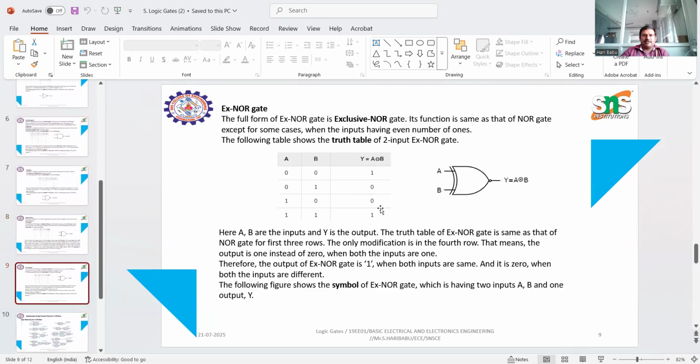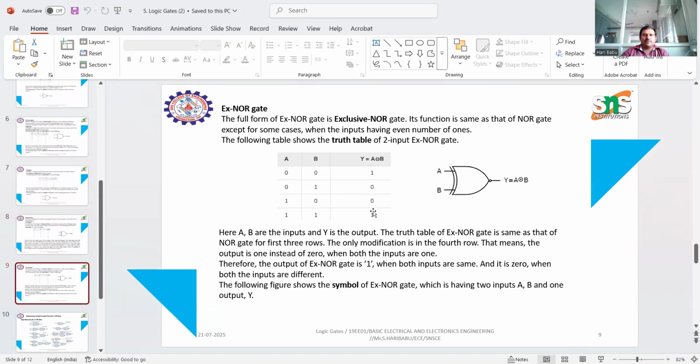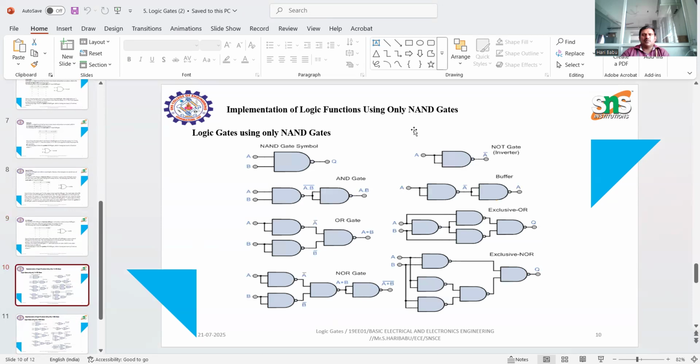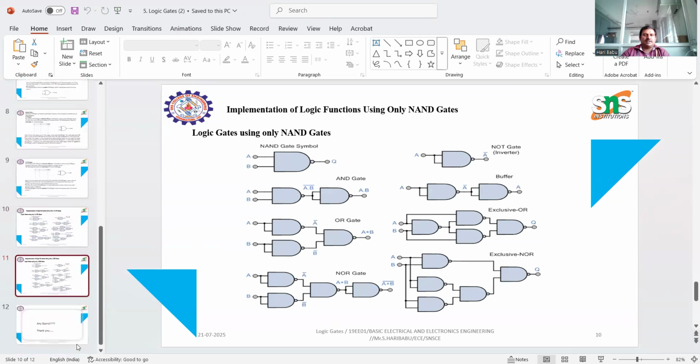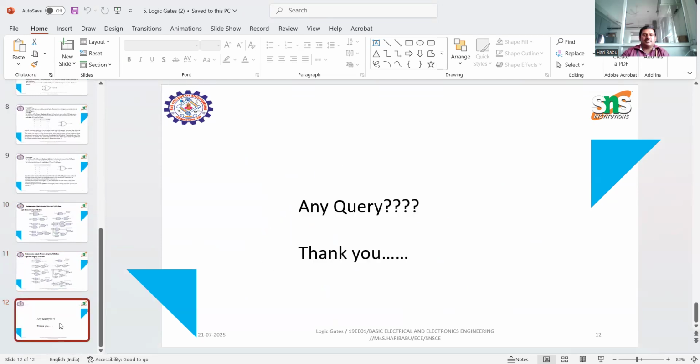Similarly, the XNOR gate is just the complement of XOR. For the inputs 0, 1, 1, 0, the output will be 1, 0, 0, 1. Here the bubble symbol is also represented. To conclude, using only NAND gates we can form the other gates, and using only NOR gates we can form them as well. Any queries? Thank you.